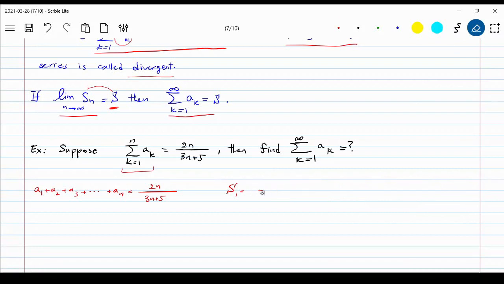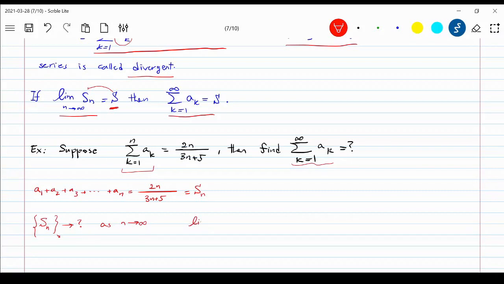If we know the partial sum, which means if you know Sn, and given Sn as 2n divided by 3n plus 5, what can we say about the infinite limit? The infinite sum. That basically means find out what this Sn sequence converges to, as n approaches infinity.